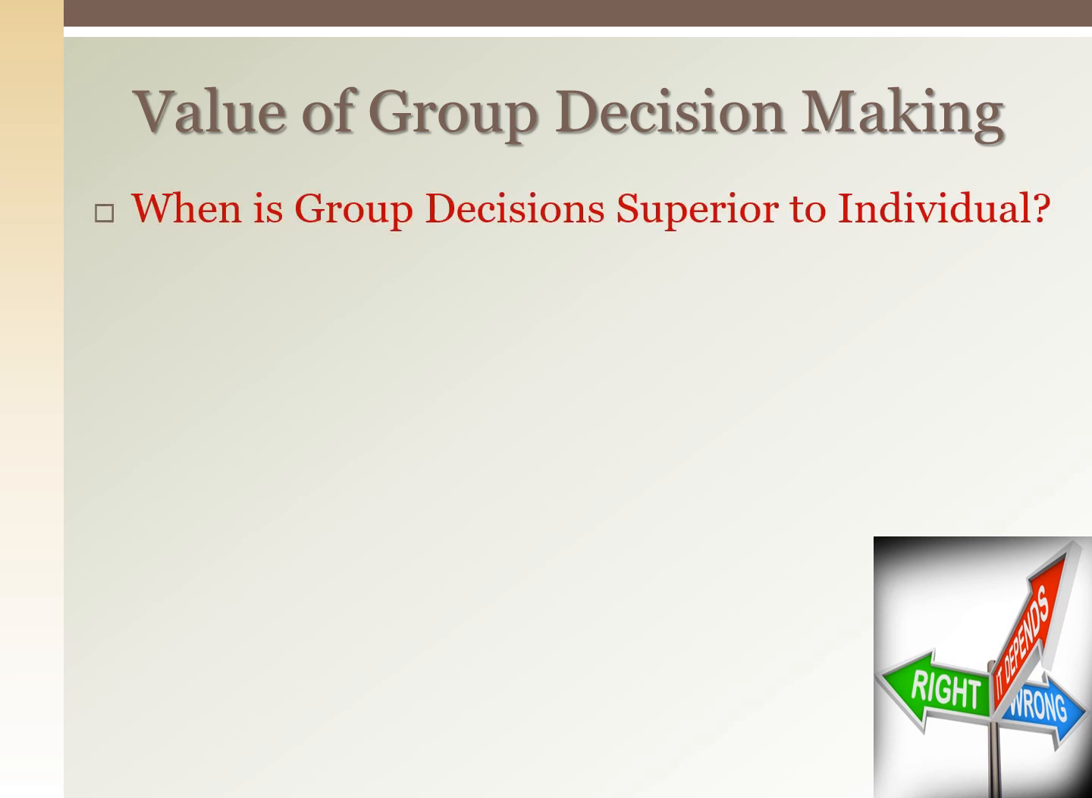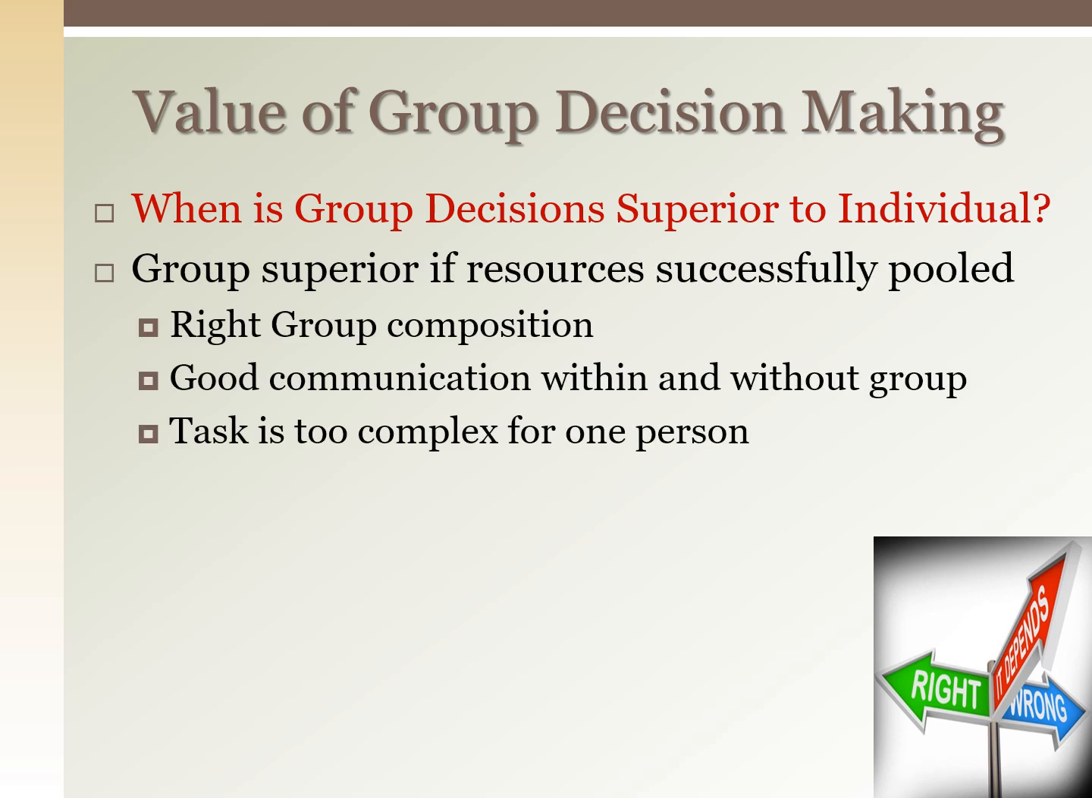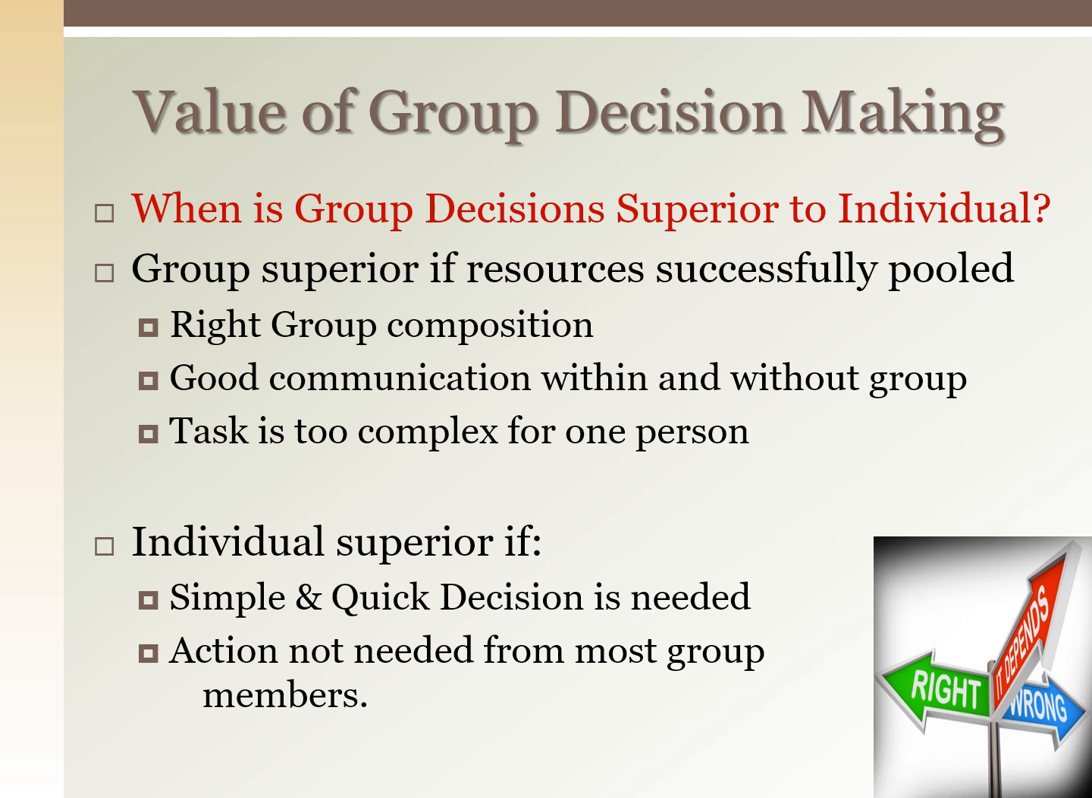The value of group decision making: when is it superior to individuals? Well, the group method is superior if the resources are successfully pooled, you have the right group composition, you have good communication within and outside of the group, and the task is too complex for just one person. However, an individual is better if a simple and quick decision is needed, and you don't need action from most of the group members.